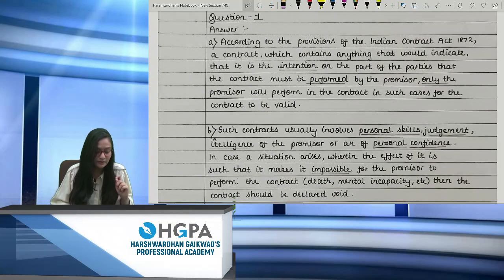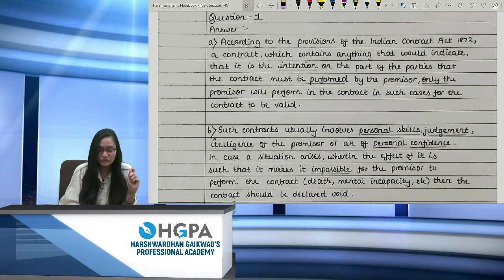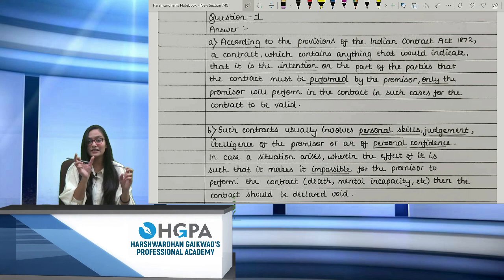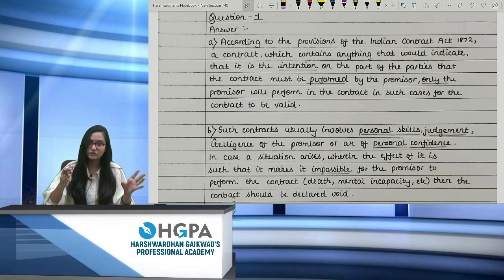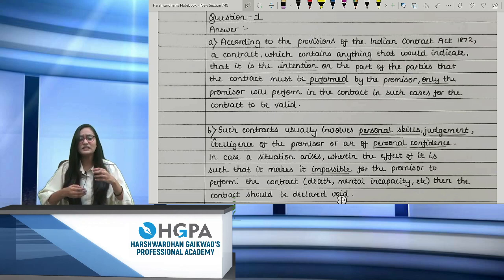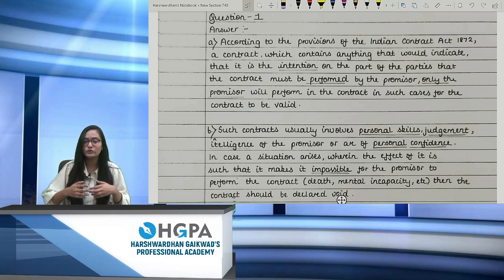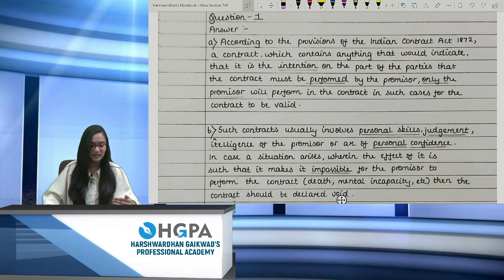So to begin, I always start my answers by writing according to the provisions of whatever act it is. Now, in this case, it's the Indian Contract Act. So the first line should be: according to the provisions of so and so act. You write your entire provision. Sometimes the answer becomes big, or there are 2-3 points you need to cover, so make sure you know where to stop, and you start with the next point.